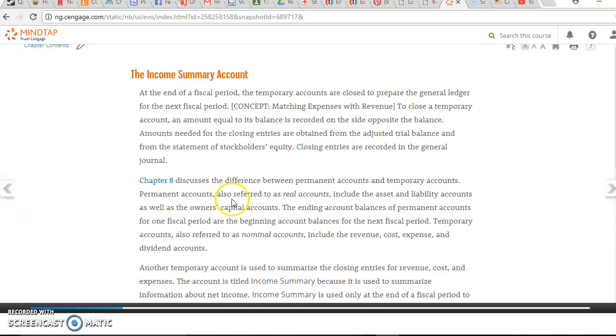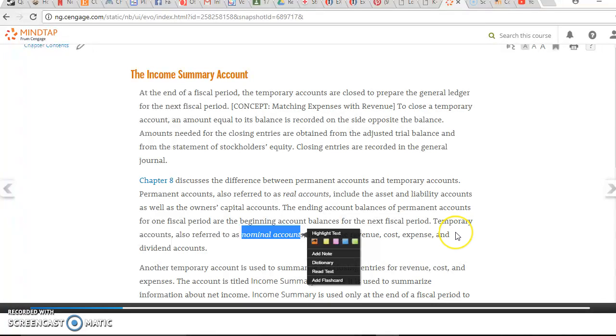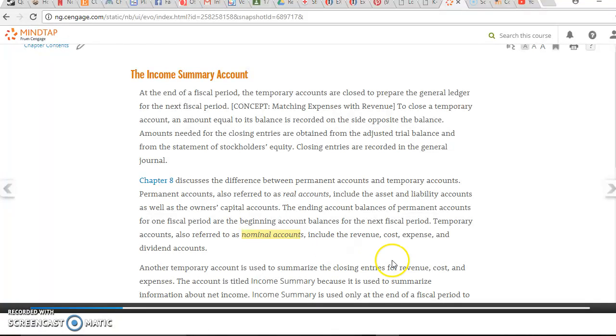So in Chapter 8, we talked about permanent accounts and temporary accounts. Permanent accounts are also called real accounts. And those include asset, liability, as well as the owner's capital accounts. And temporary accounts are also referred to as nominal accounts. They include revenue, cost, expense, and dividend accounts. You're just using them to keep track for the fiscal period.